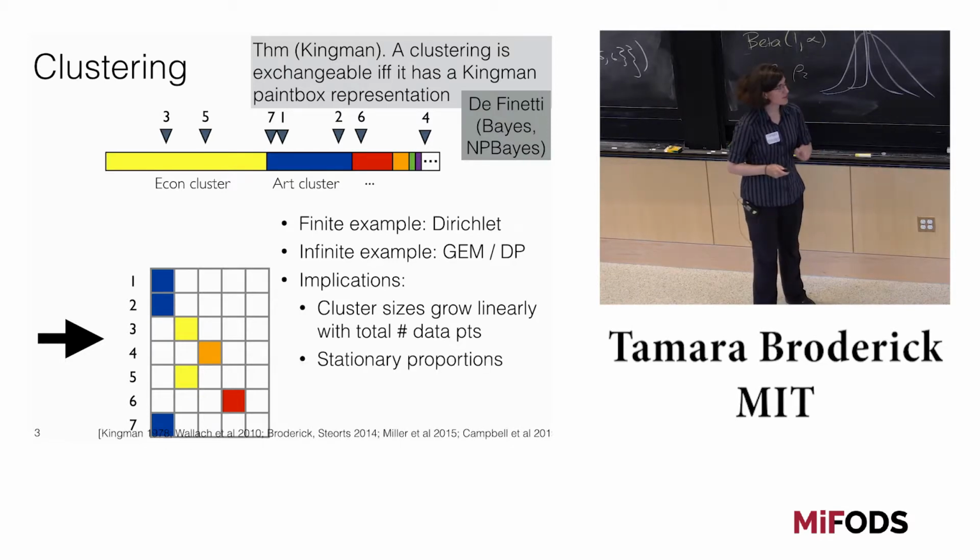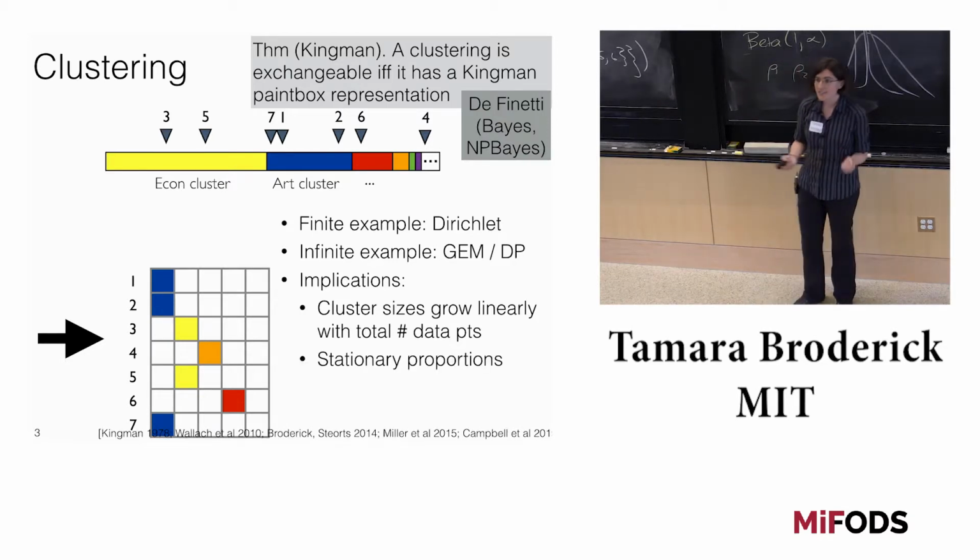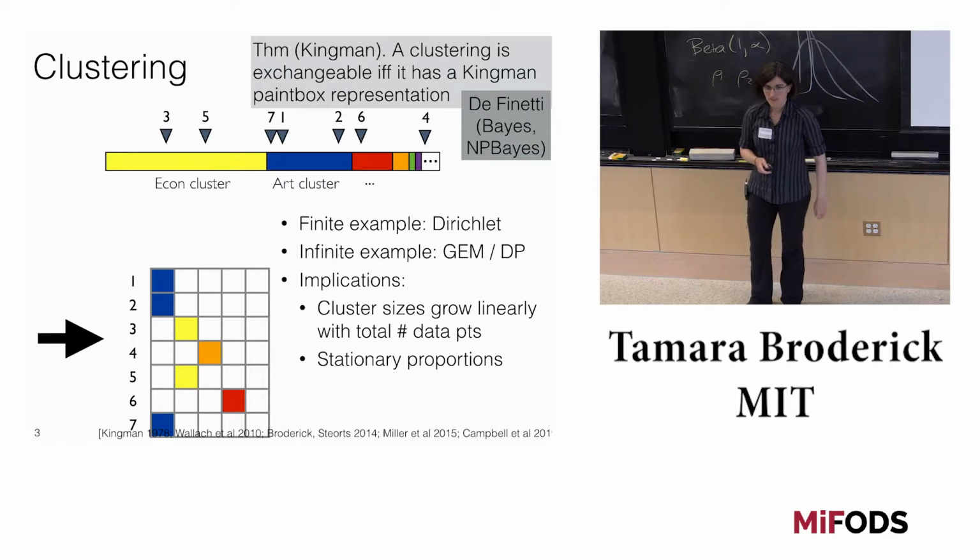Okay, so this is one implication. Also, a related implication is that there are stationary proportions. That the probability of this cluster or this component is rho 1, and it's always going to be rho 1, and that's never going to change. And so what if you need something that's time varying?